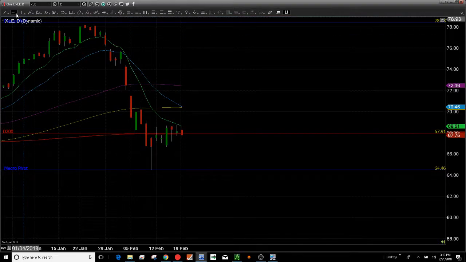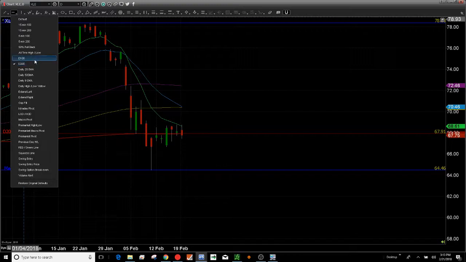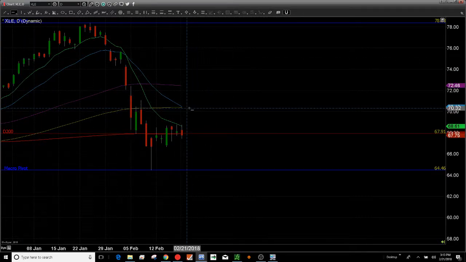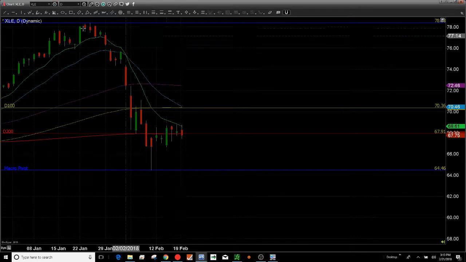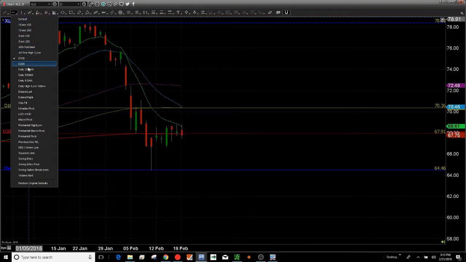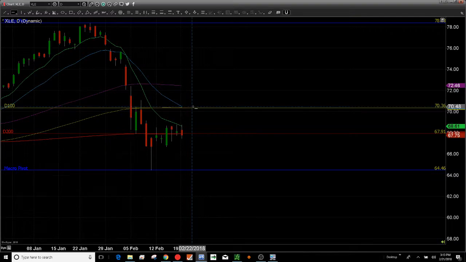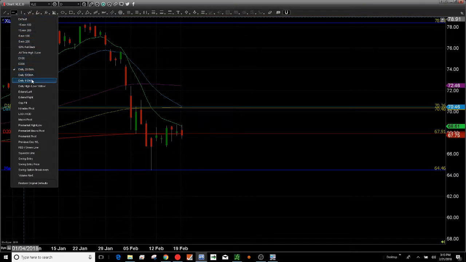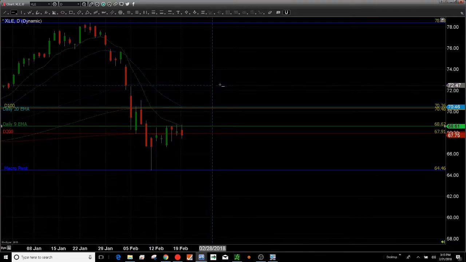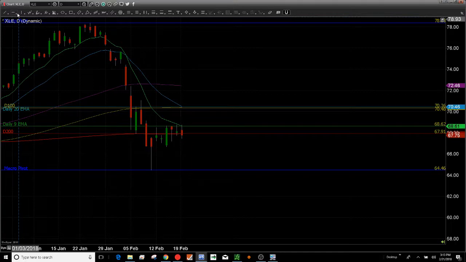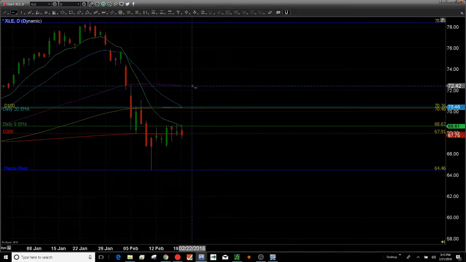If you look at this, then we draw these other lines. This is a 100, the yellow line, the 100. And then if I draw the 20, this is a 20. And then I'm going to draw this green one, which is a 9 exponential moving average. And then up here is a 50. Here's a 50 right here.